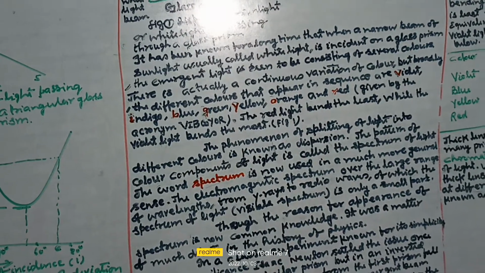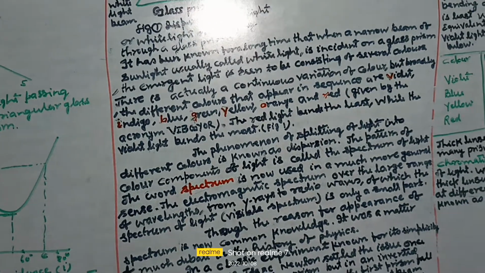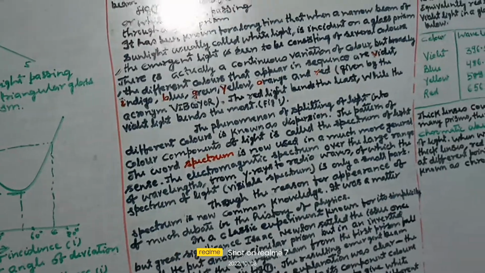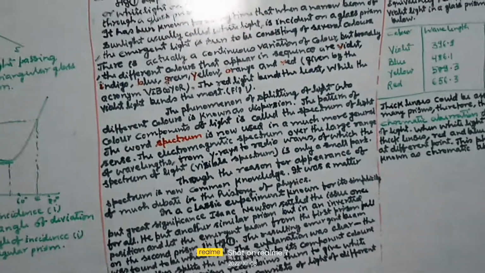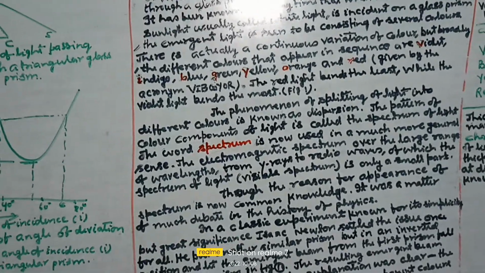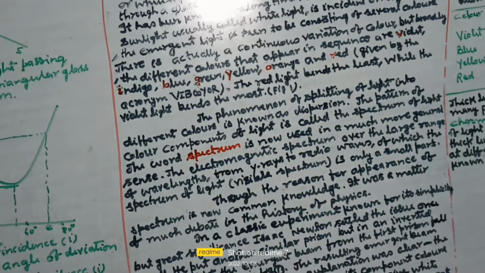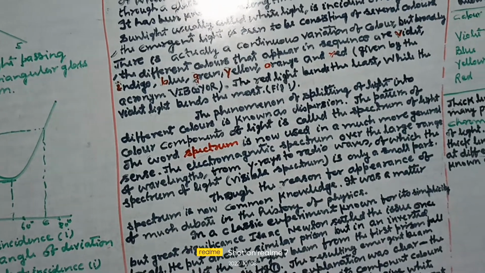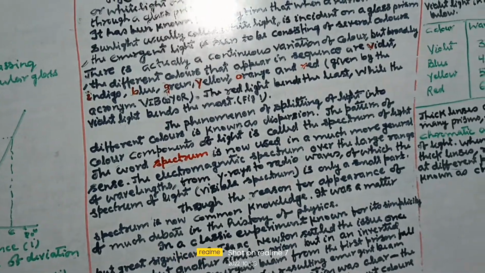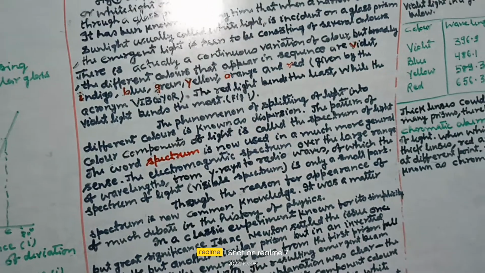There is actually a continuous variation of color, but broadly the different colors that appear in sequence are violet, indigo, blue, green, yellow, orange and red, given by the acronym VIBGYOR. The red light bends the least, while the violet light bends the most. The phenomenon of splitting of light into different colors is known as dispersion. The pattern of color components of light is called the spectrum of light.